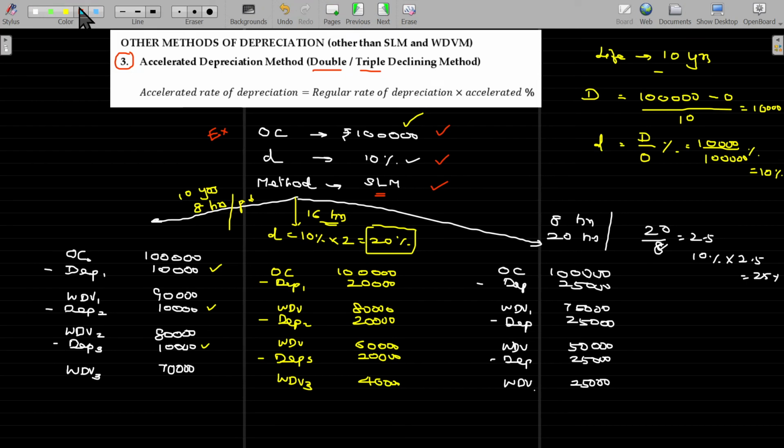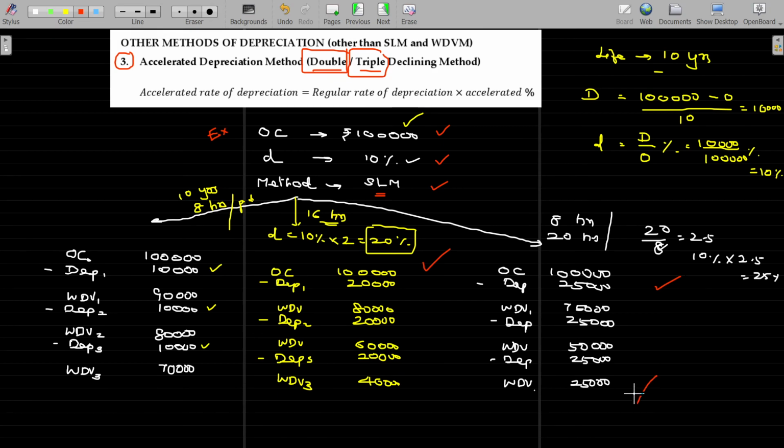In general, all these categories will be named as accelerated. If you are doubling your usage, then it is called double declining method. If you are tripling it, then it is called triple declining method. Here I have given an example for double declining method. It's not triple, but it's anywhere between double and triple. 2.5 times of the depreciation rate is used also.